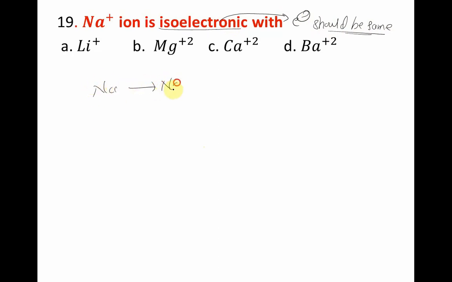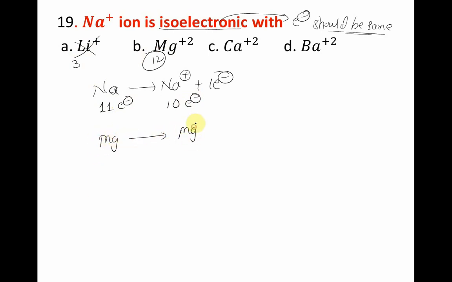Sodium is converted into Na plus by the loss of one electron. What is the atomic number? 11. Here it becomes 10. So here it is 11 electrons, here it will be 10 electrons. In case of lithium, not possible because the atomic number is 3. Magnesium is 12, we can check it out. Mg gets converted into Mg plus 2 with the loss of 2 electrons. So here it is 12, it becomes 10. Okay, this is the right answer.